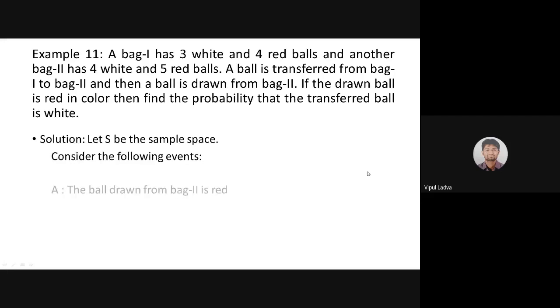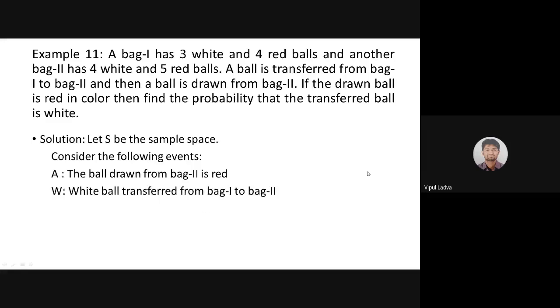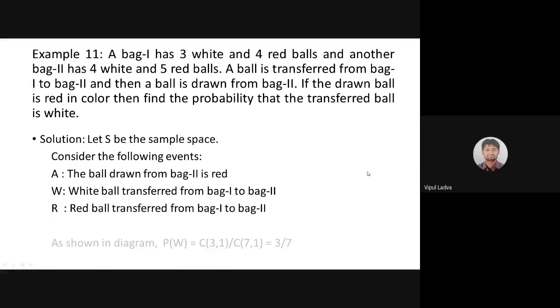Now let's try to identify. Let S be a sample space. Consider the following events. A — now take care about the labeling — a ball drawn from bag 2 is red. This is my event A. Second bag में से मैं जो ball draw कर रहा हूँ, that ball is red in color. W, as I earlier said, is the event that a white ball is transferred from bag 1 to bag 2. R is the event that the transferred ball is red.